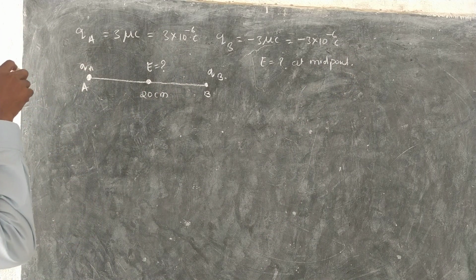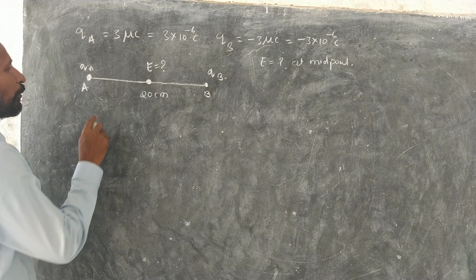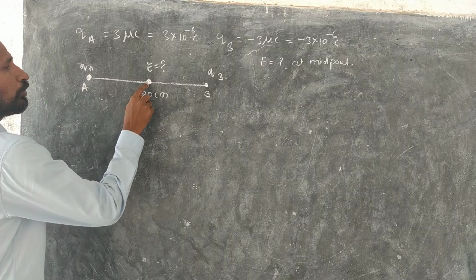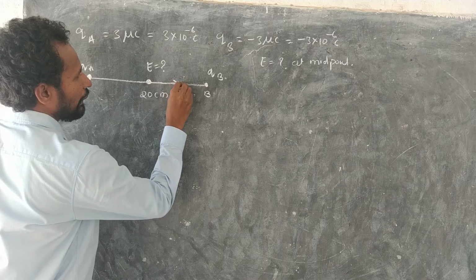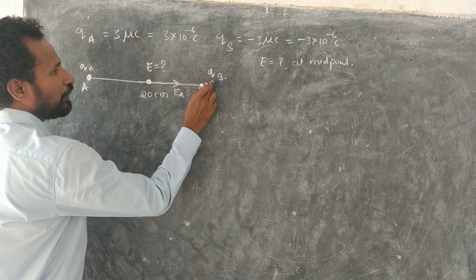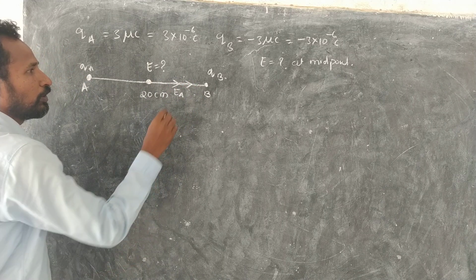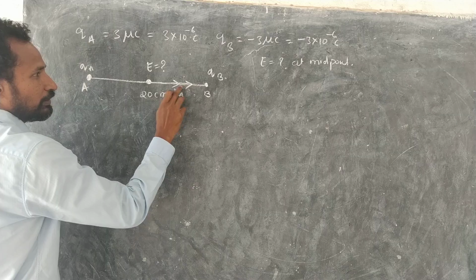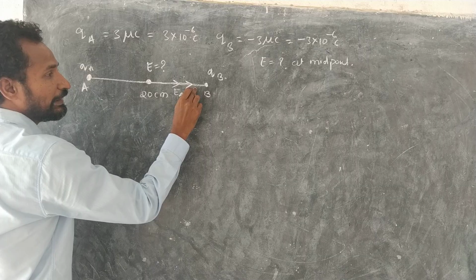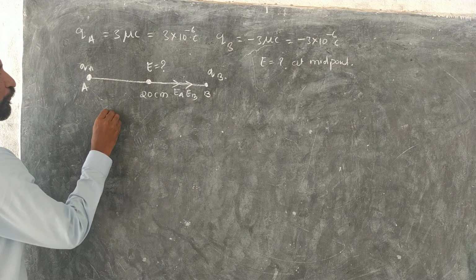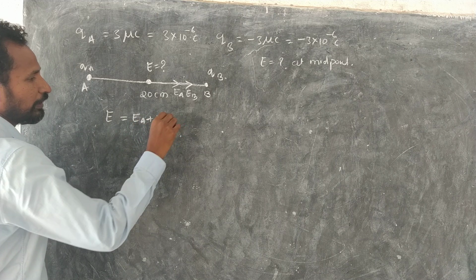Clear. Now how do we calculate this? At the midpoint we need to find how many charges are given. Two charges given, so we have two fields at this point. This is a positive charge, so its field will act in this direction. This is EA. The negative charge field will act inwards. Clear. So this is EB. Both fields are acting in the same direction. So the net field at midpoint E is equal to EA plus EB.